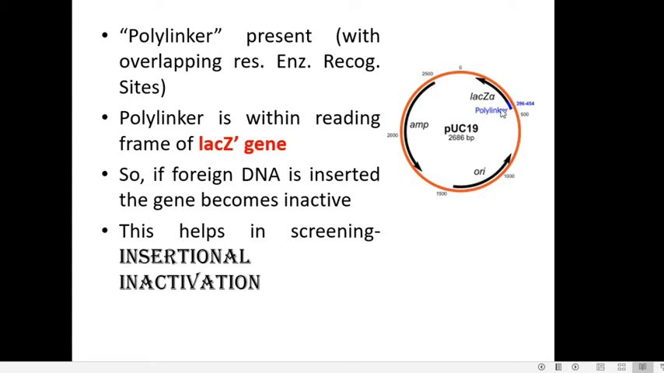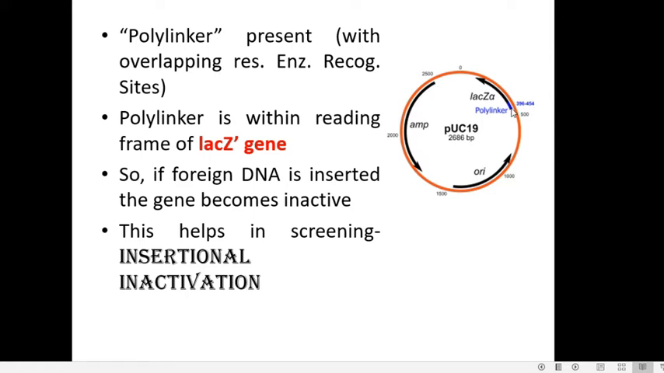inserted in this region. Because suppose you have cut the foreign gene with EcoRI, you have to cut the vector with EcoRI. So the cut will be made here. Suppose you have isolated the foreign gene using the enzyme SmaI, and suppose this plasmid has the cutting site for SmaI, it is also present here. So whatever enzyme you are using for cutting this vector, the cut will be made in this polylinker region because all the recognition sequences are present in this region itself.